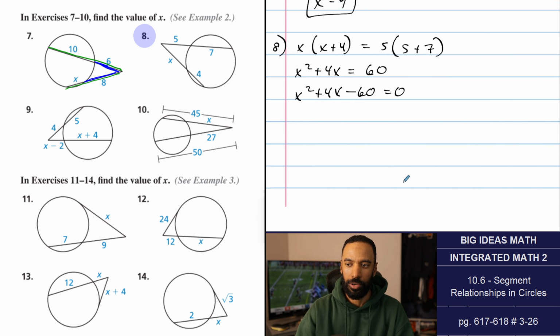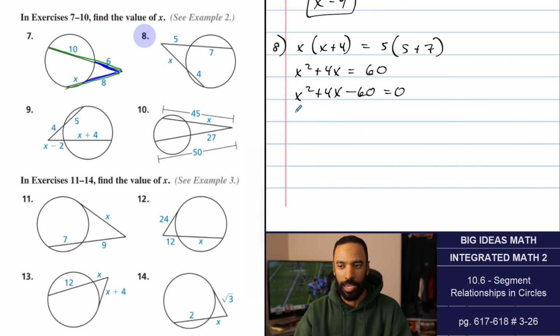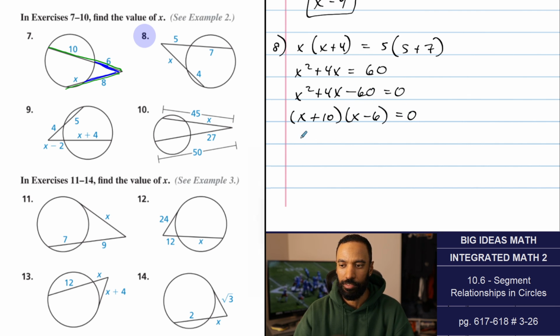You want to set equal to 0 to solve by factoring, if you can, which you can here, or quadratic formula, but this is factorable. X plus 10 times x minus 6 will give you a product that multiplies to negative 60 and a sum that adds to 4. So x either equals negative 10 or x equals 6.